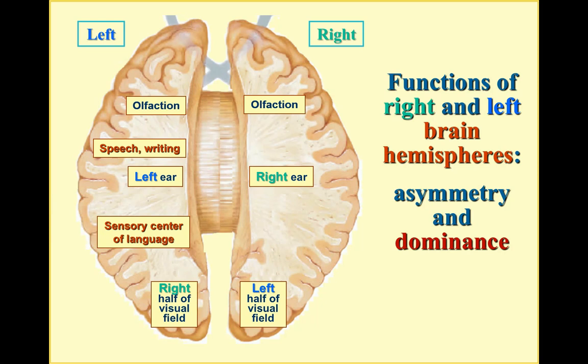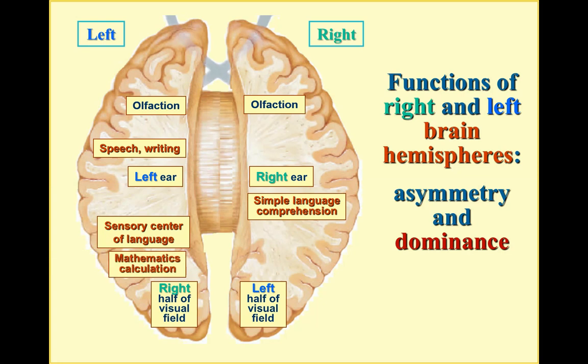So for speech and writing, there is the Broca center, the motor center of speech. It's in the frontal lobes. And lower you can see the sensory center, which is the Wernicke center. It's located in the parieto-temporo-occipital associative area. Then here, on the right hemisphere, we have only simple language comprehension, in most people.